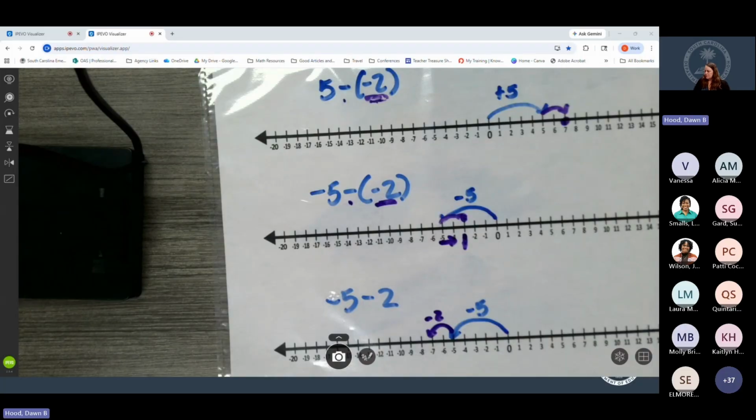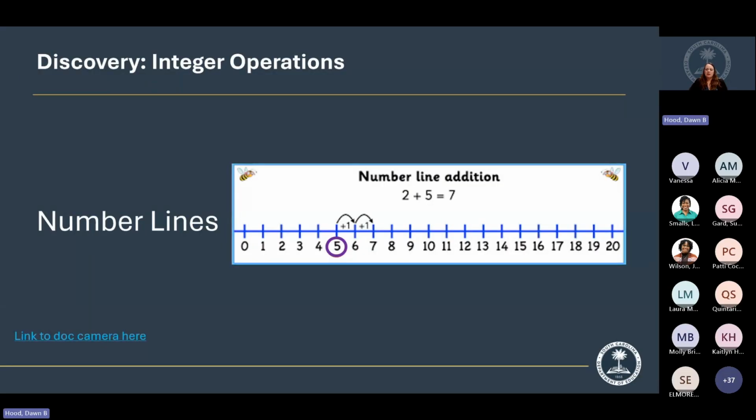Okay, does that help? Back to the PowerPoint. Number lines.